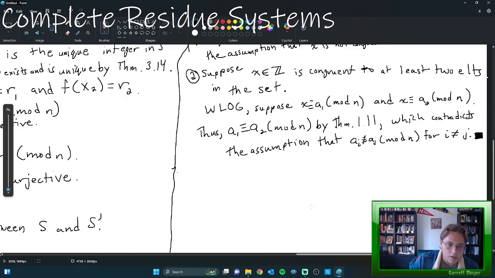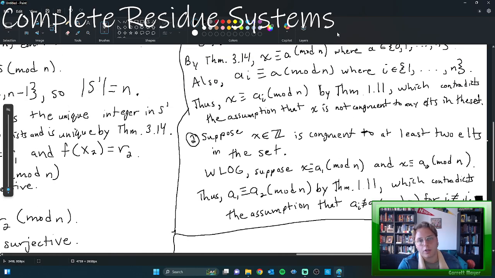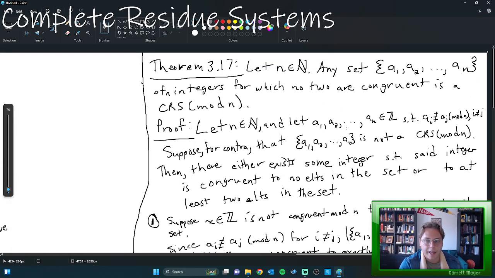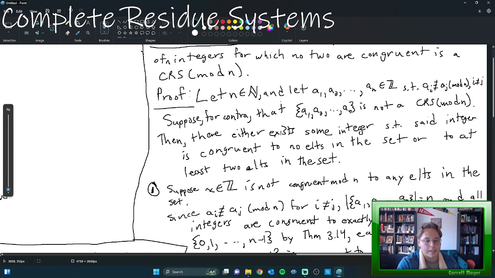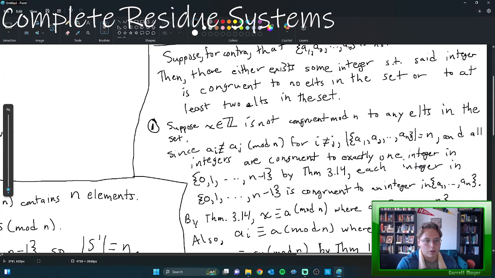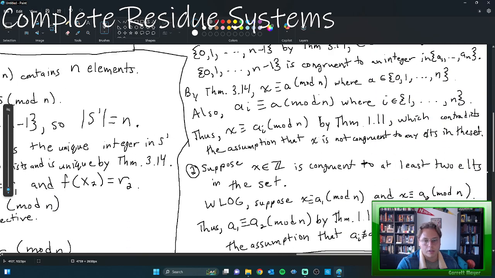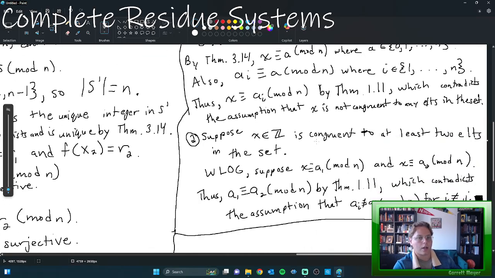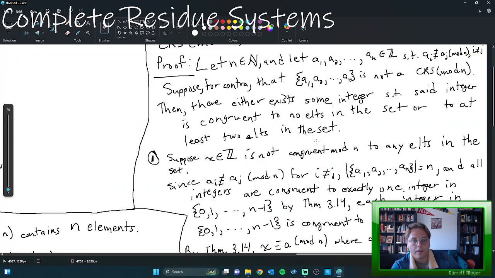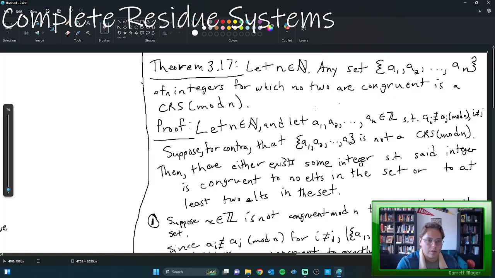So that is all for this video. So basically what we showed here is that if we get any set of n integers where no two are congruent, it has to be a CRS, because no matter what we do, whether we suppose that there's some number that isn't congruent to any elements in the set, that leads to a contradiction, or we suppose that there's some integer that is congruent to at least two elements in the set, that also leads to a contradiction. So if we have this set, it has to be a CRS.